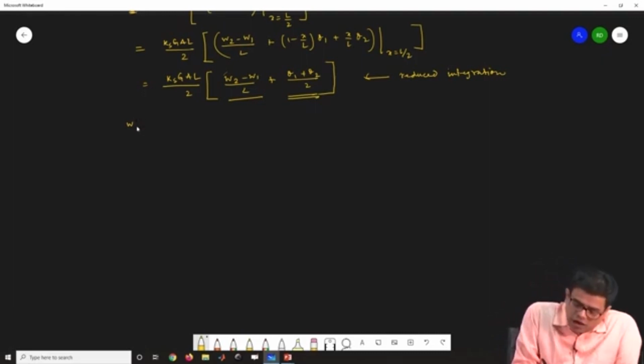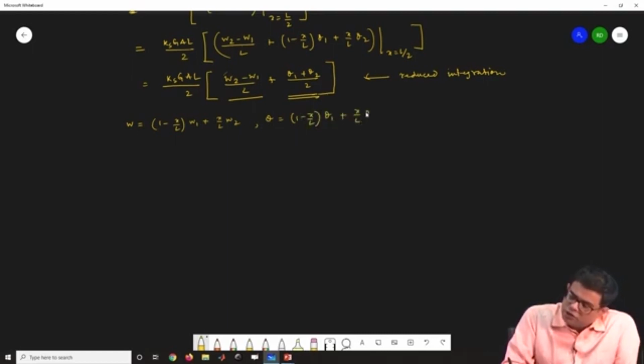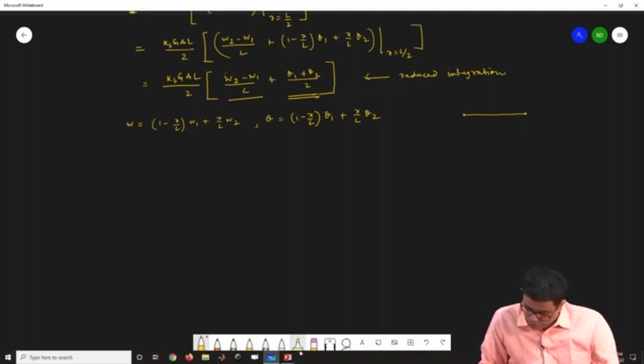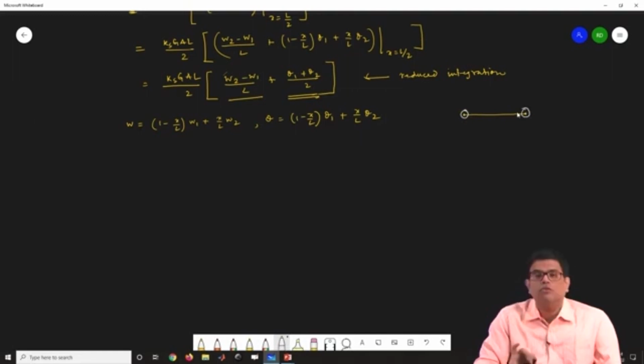So now here we'll use the same interpolation, that is (1 - x/L) W1 + (x/L) W2, and theta as (1 - x/L) theta 1 + (x/L) theta 2. Now this element is similar to what we have used for the Euler-Bernoulli beam element. So this is the same thing. There is no mid node.